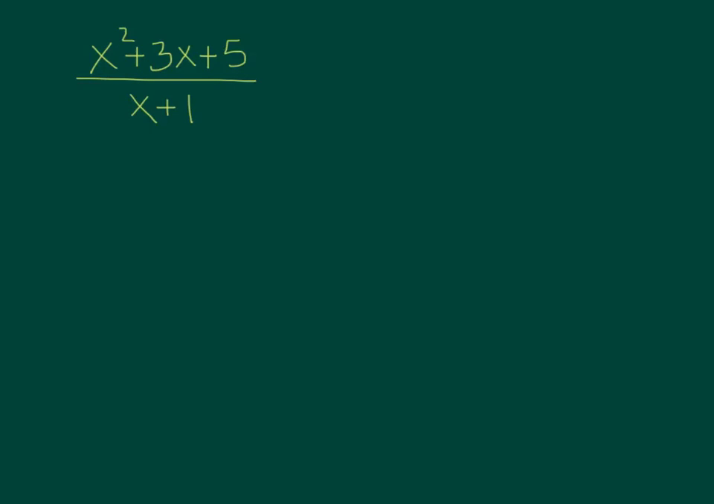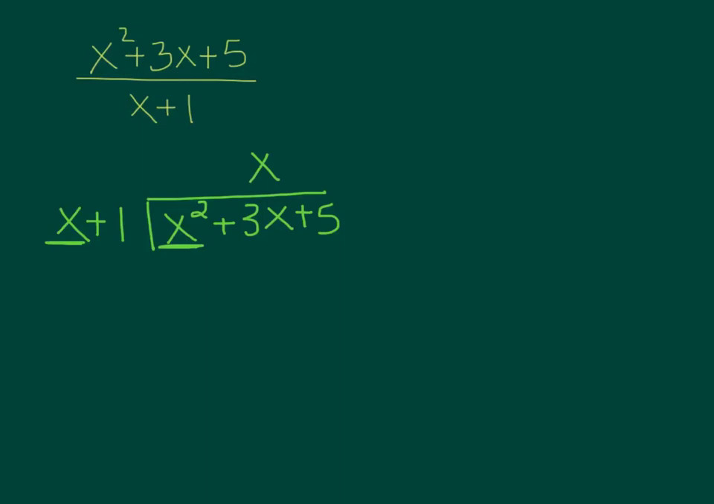So now let's try this one. x squared plus 3x plus 5, all divided by x plus 1. Alright, so we're going to put the x plus 1 outside of the house. We're going to put x squared plus 3x plus 5 inside the house. And then we're only going to look at the x into x squared. Don't worry about the plus 1. x times x is x squared, so I'm going to put x right here.